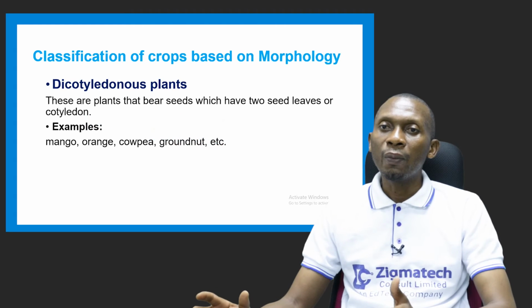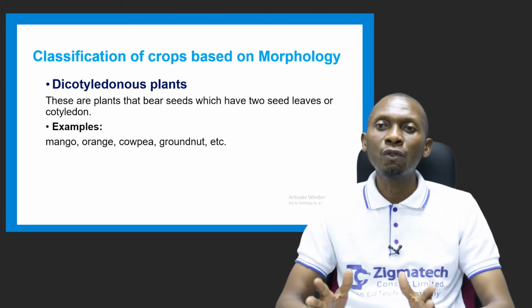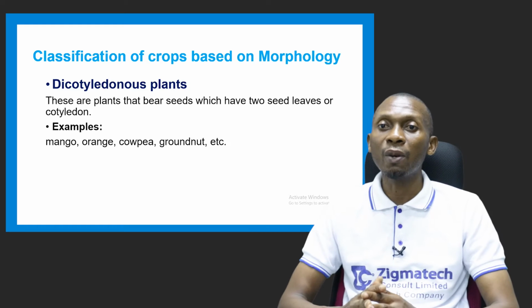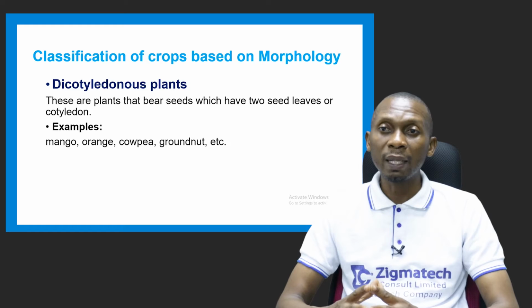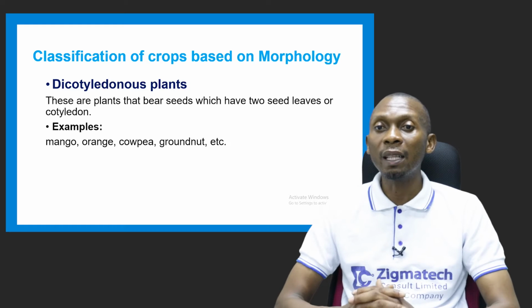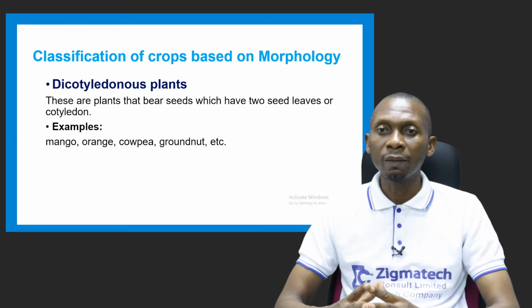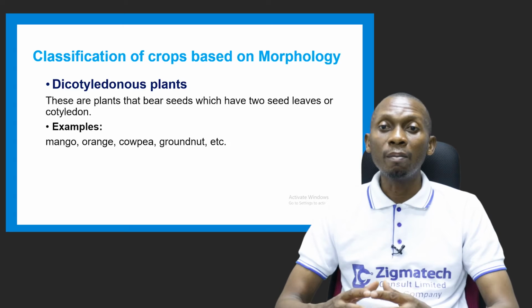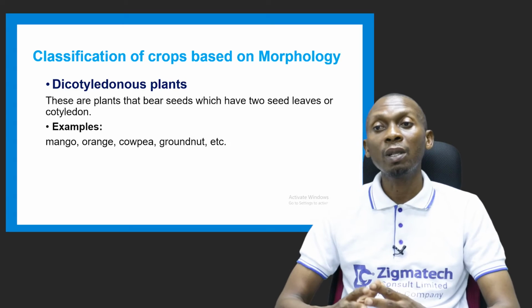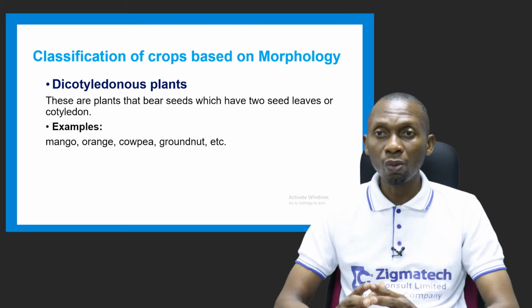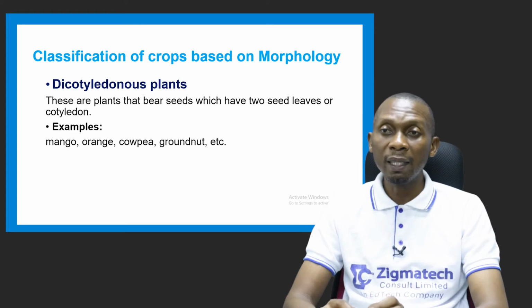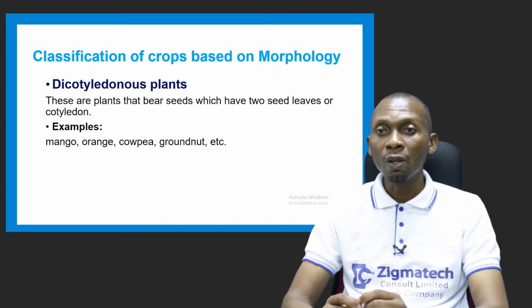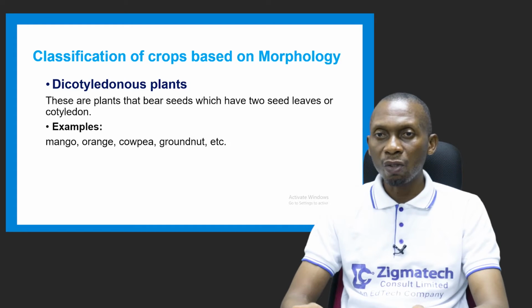So based on morphology, we have two types of classifications here. We have dicotyledonous plants and monocotyledonous plants. So what are dicotyledonous plants? These are plants that bear seeds which have two seed leaves or cotyledons. Now examples of such crops are the mango, the orange, the cowpea, the groundnut. And one of the easy ways to know or identify a dicot plant is from their seeds. There are other ways, but commonly one can easily identify a dicot plant from the seeds.